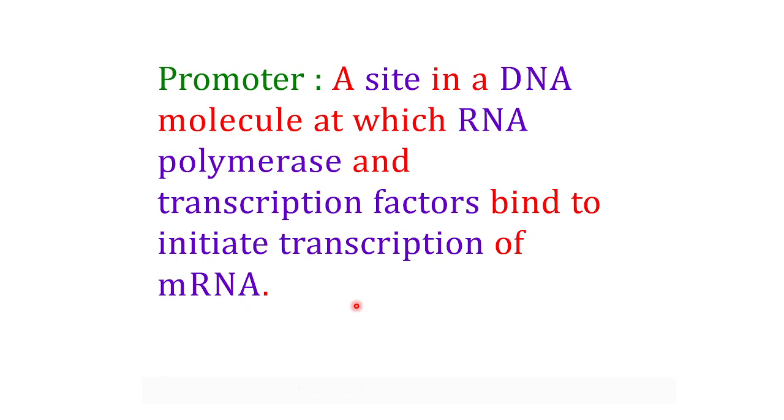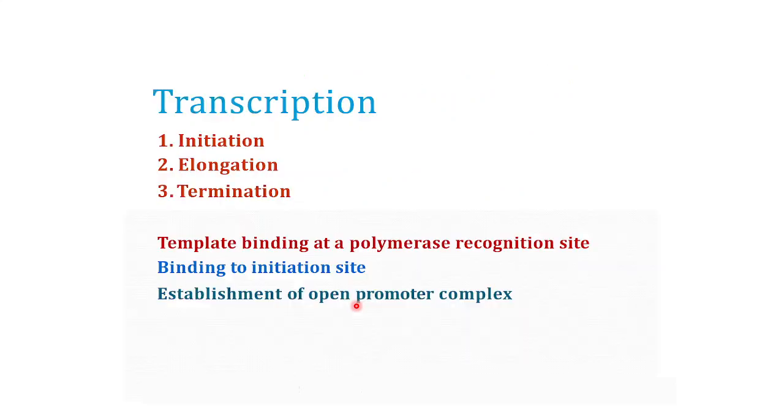So there was a term, promoter. What is a promoter? Promoter regions, promoter sites, or promoter sequences are sites in the DNA molecule at which the RNA polymerase binds, and that is the starting site. The promoter site is the starting site where the RNA polymerase and transcription factors bind to initiate the transcription process of the mRNA. Like you have the ORI site, the origin of replication site, here you have the promoter site from where the initiation of transcription starts.